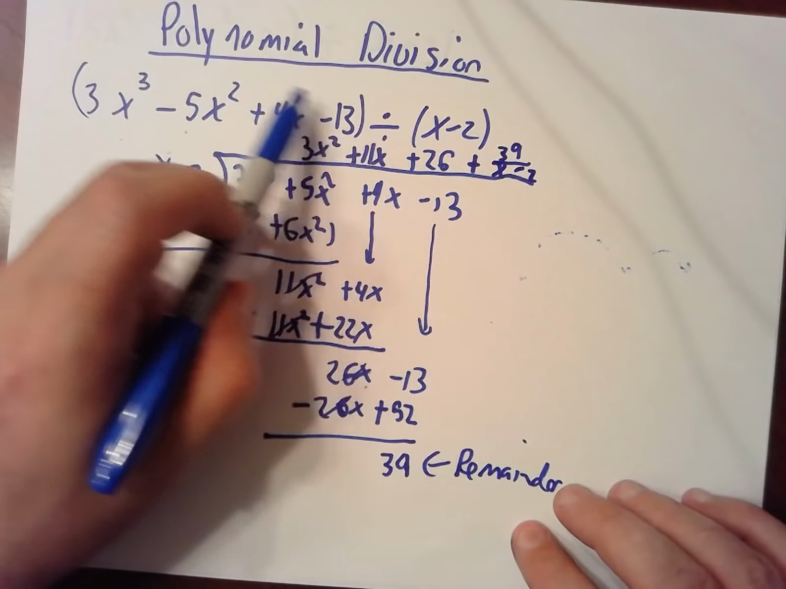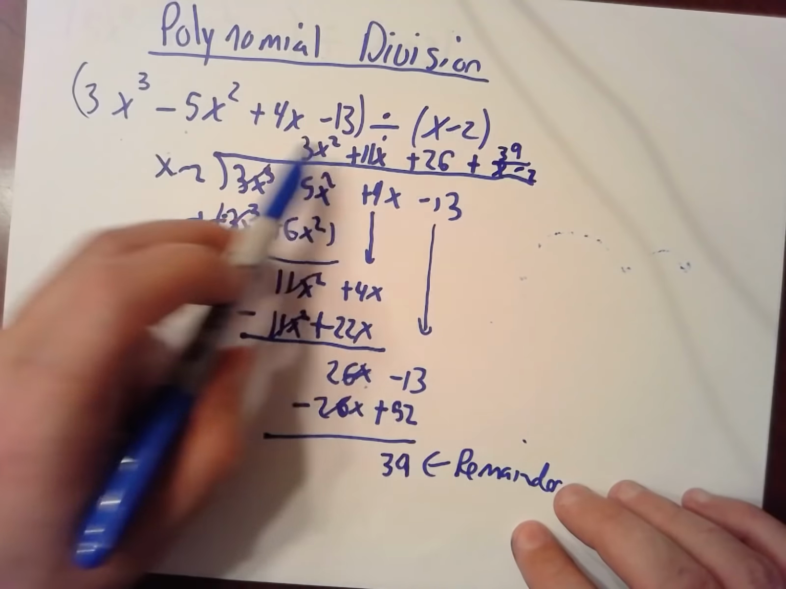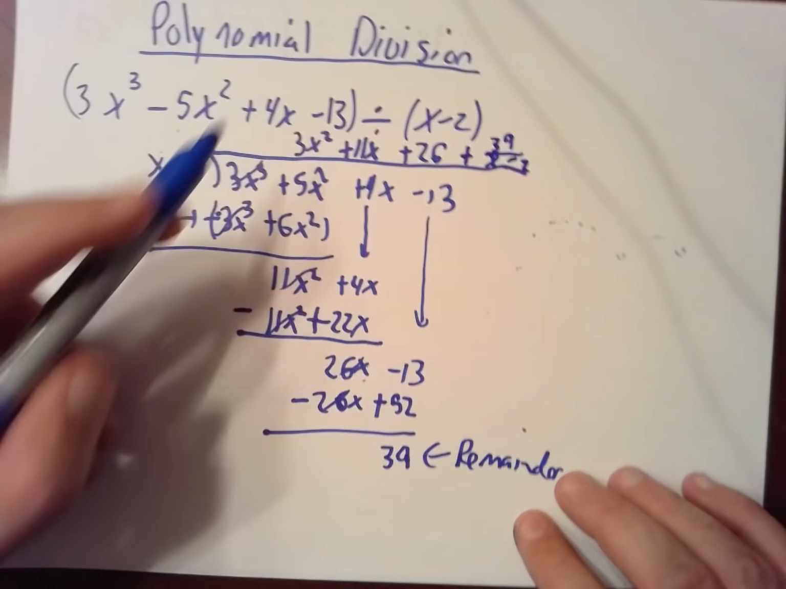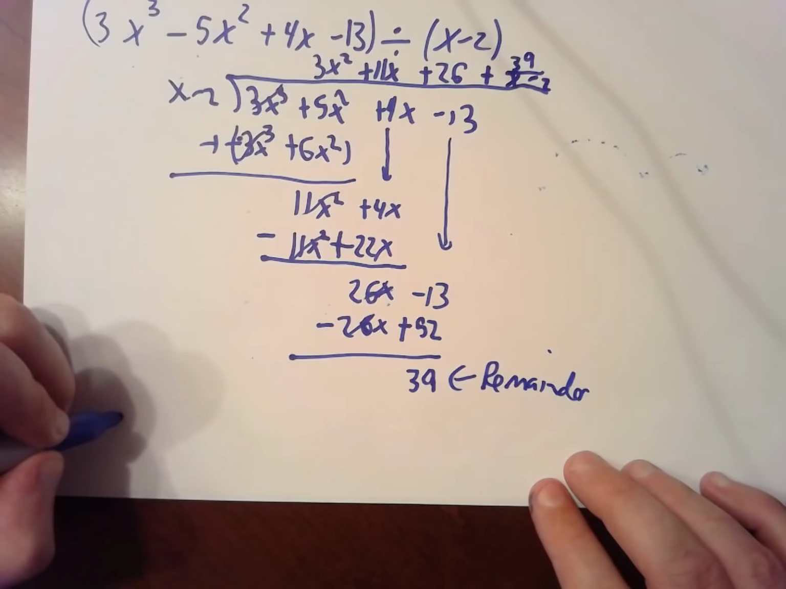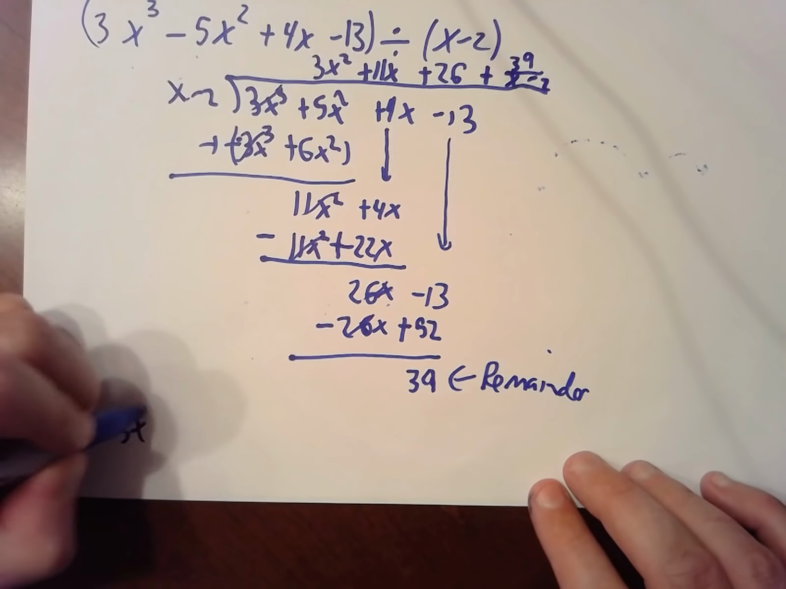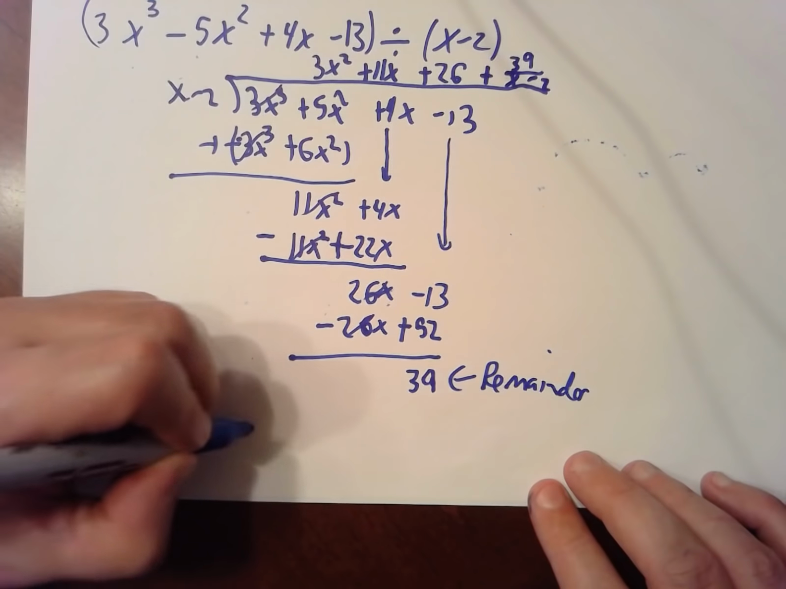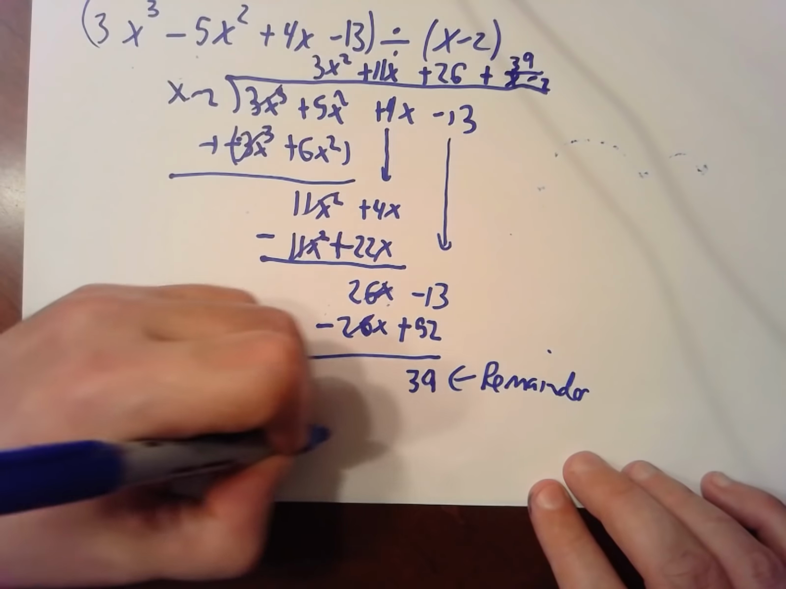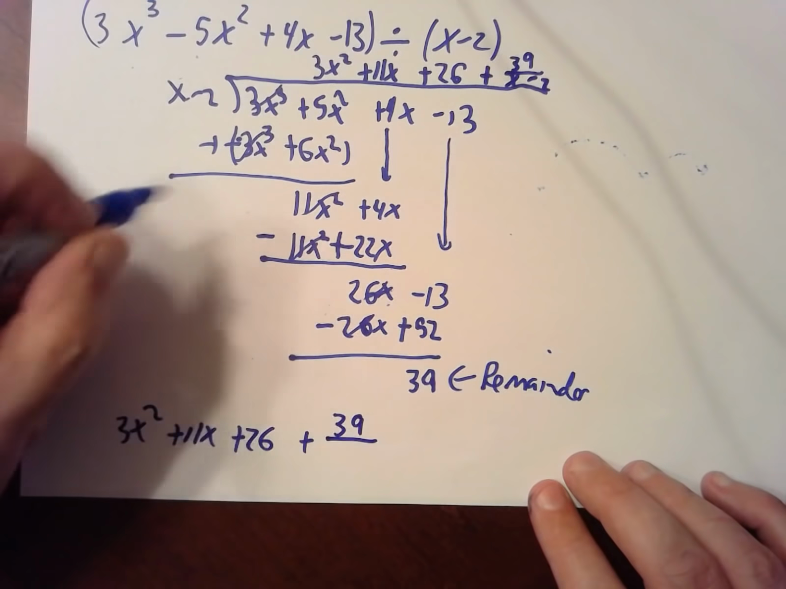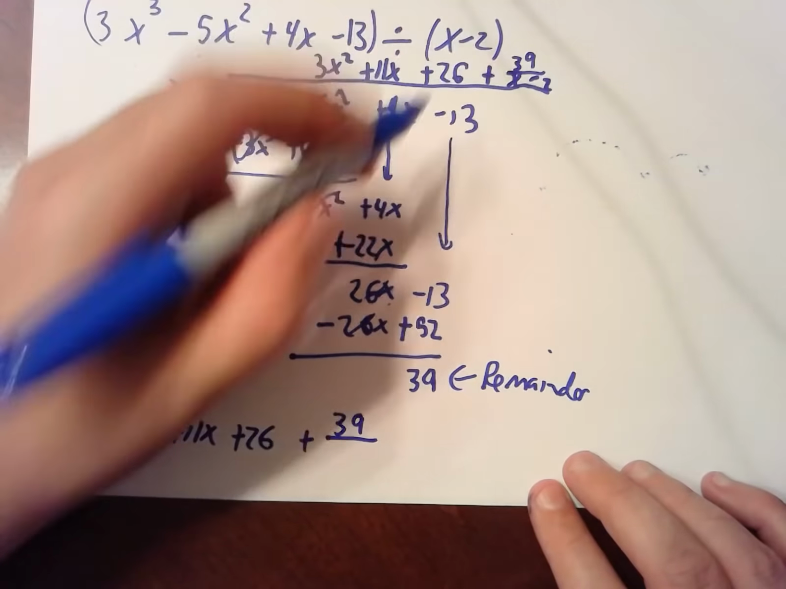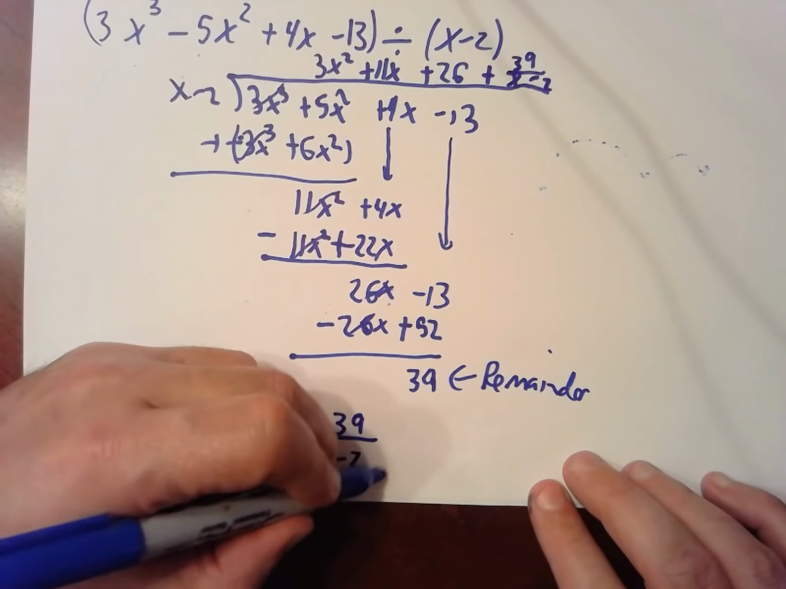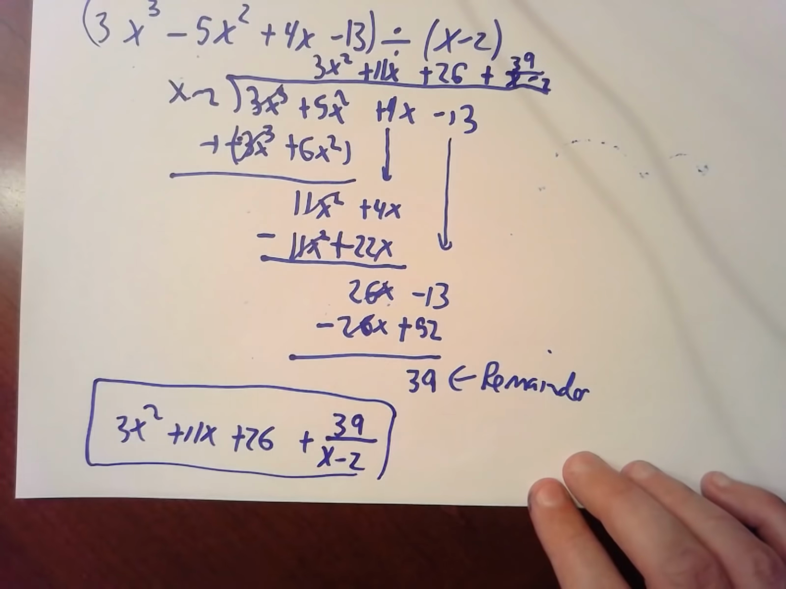So this thing divided by this thing is that. So we could write that at the bottom. 3x squared plus 11x plus 26 plus, it's always the remainder over the thing after the divided by symbol. That's our final answer.